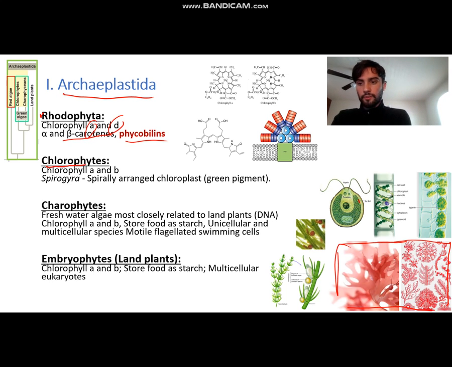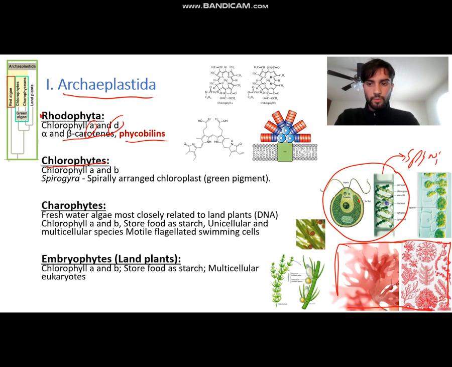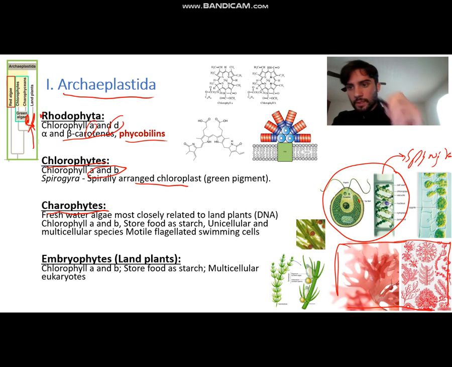Then we go to chlorophytes. So we have these examples. Here we have Spirogyra, which has spirally arranged chloroplasts. And here we have chlorophyll A and B. Charophytes, which are the closest to land plants, as we can see here, right? Also have chlorophyll A and B.